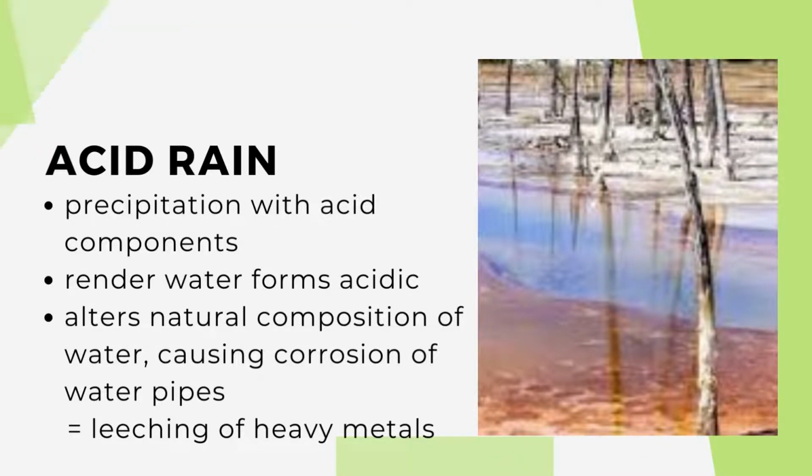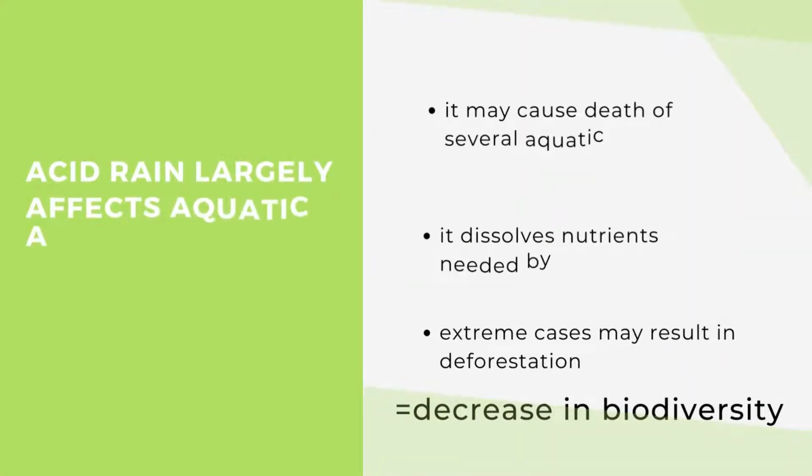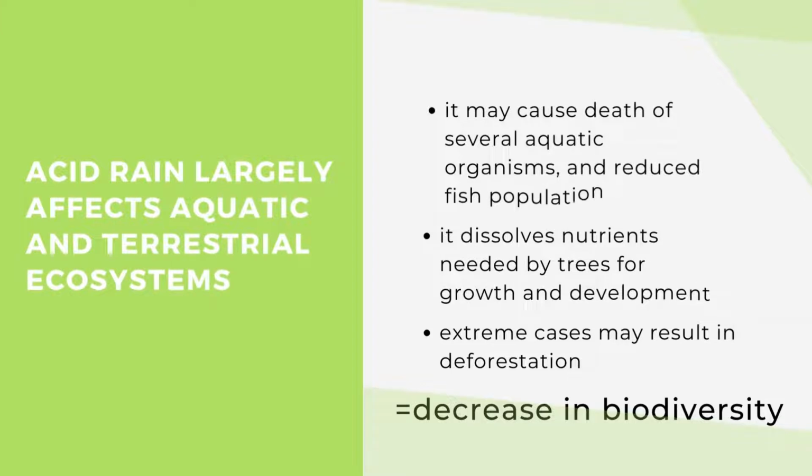It will result in leaching of heavy metals such as iron and copper that could possibly blend into the water used in human consumption. In terms of biodiversity, acid rain not only alters the water's composition and quality, but it also largely affects the aquatic and terrestrial ecosystems. This type of harmful precipitation could cause death of several aquatic organisms not adapted to acidic conditions and reduced fish population, thereby decreasing biodiversity. Even in the long run, organisms that barely survive acidic conditions are affected in terms of their morphology and physiology. They could become less competitive, which renders their evolutionary fitness vulnerable.